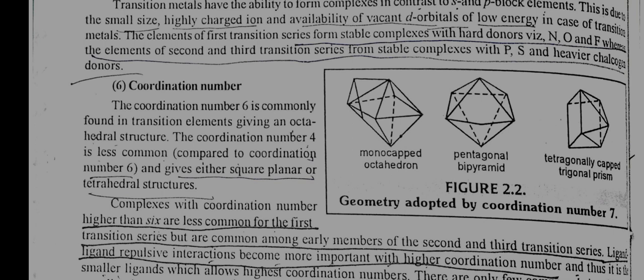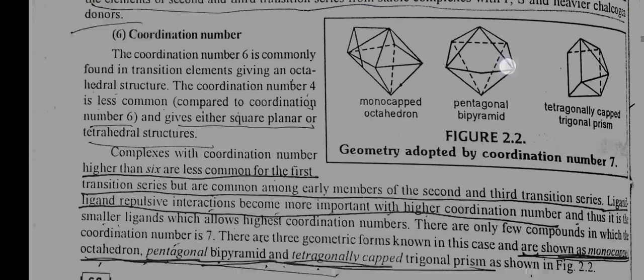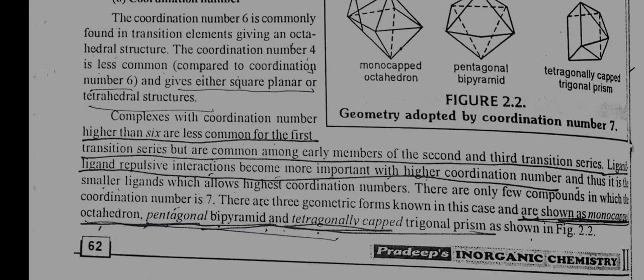The coordination number 4 is less common compared to coordination number 6 and gives either square planar or tetrahedral structure. Complexes with coordination number higher than 6 are less common for the first transition series but are common among early members of the second and third transition series. Ligand repulsive interactions become more important with higher coordination number, and thus it is the smaller ligand which allows highest coordination number. There are only few compounds in which the coordination number is 7.